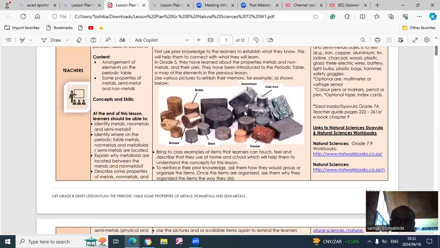So as we move on in this lesson, you can see various examples of substances here. This aluminium and copper, they are pure metals, they are pure elements. But when you have brass, bronze, and steel, these three, bronze, brass, and steel, they are what we call alloys.